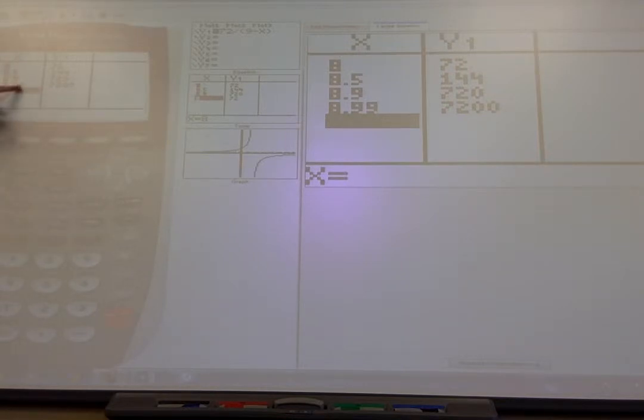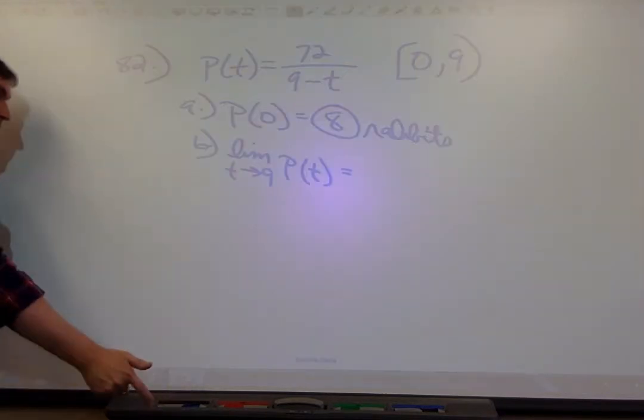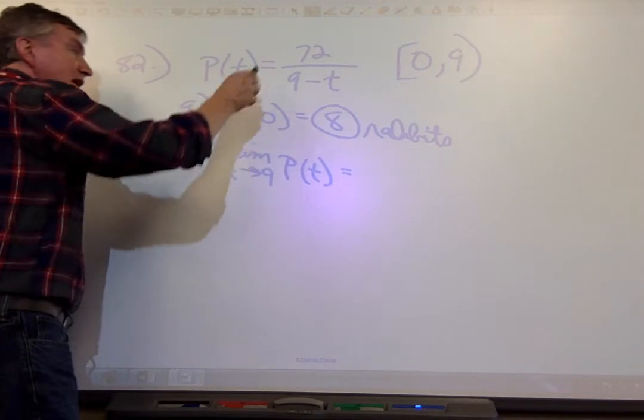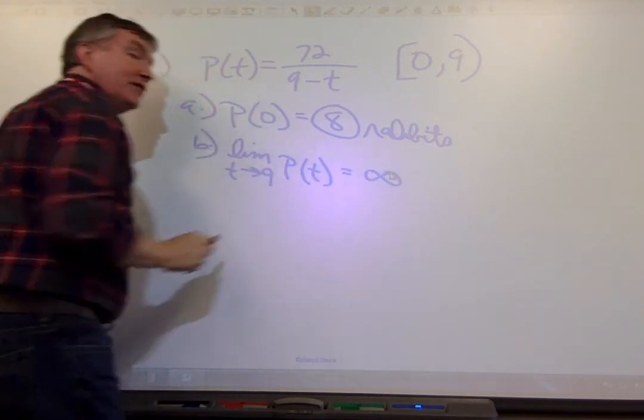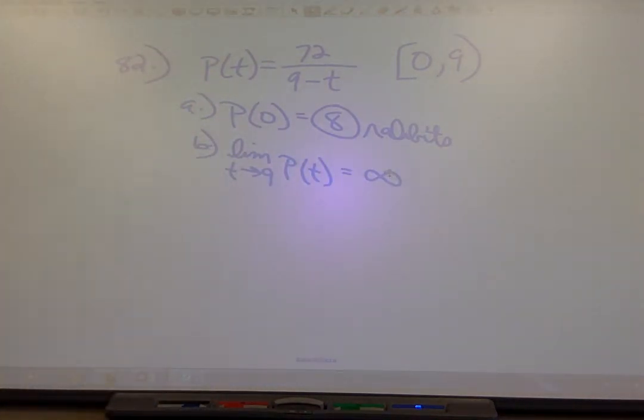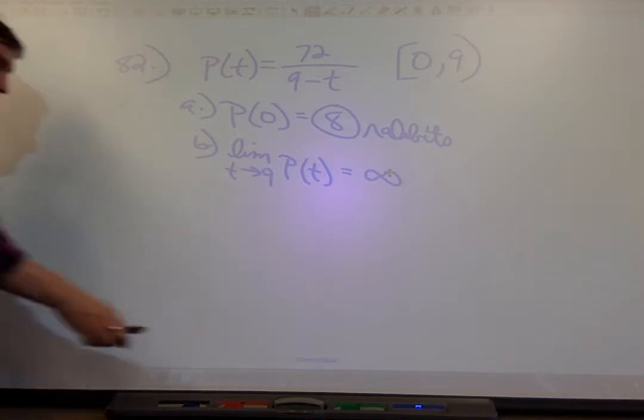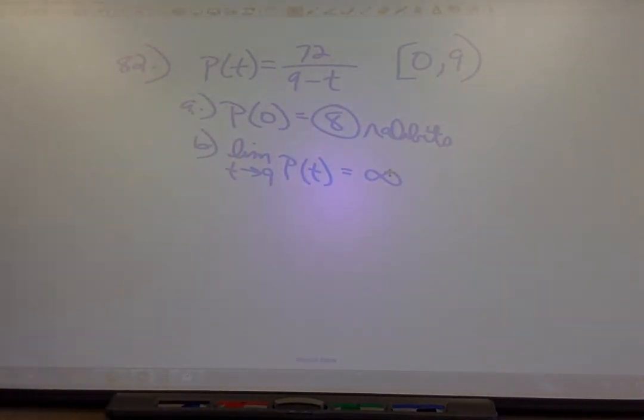If I kept putting 9s there, that's going to be some huge number, isn't it? So what do you say? I would say this limit is what? If you get close to 9 in this, the limit is infinity. Okay. Part C is what we just did, right? Sketch the graph. They said the phenomenon is referred to as doomsday situation. Infinite number of rabbits, look out. You know? So, I like that.